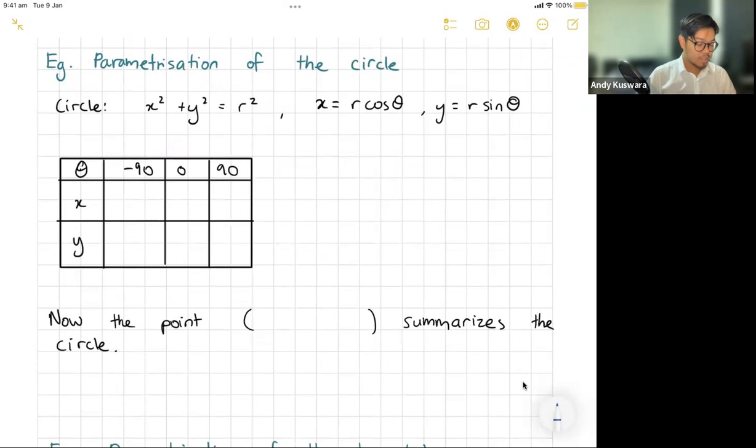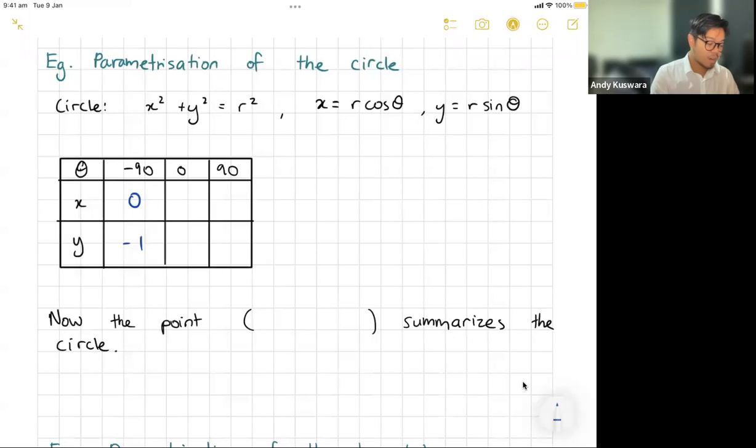Let's take a look here. If we were to fill in the table here, x is r cos theta, so r cos -90. Now, cos of -90, does anyone know what that is? If you put that in your calculator, you should get 0. Okay, so you should get 0 here. But if you go for y, r sin -90 is actually going to be -1. Yeah, it will be -1.